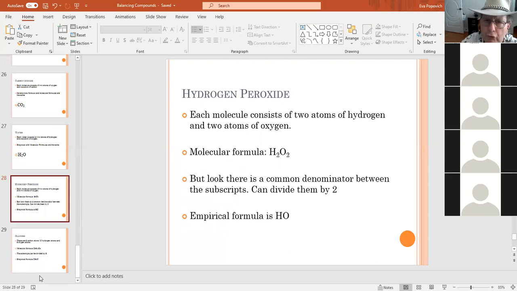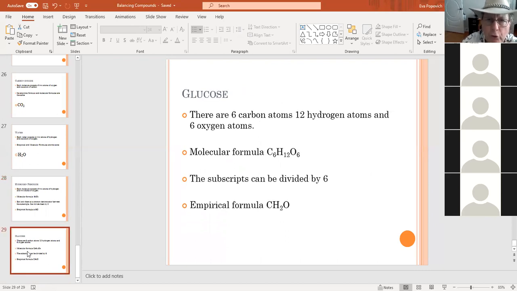But if we go to hydrogen peroxide, this consists of 2 atoms of hydrogen and 2 atoms of oxygen, or H2O2. I can divide both of those subscripts by the same whole number too. And if I do, I get the empirical formula of HO. If I have glucose, the molecular formula is C6H12O6. I can divide all those subscripts by 6 and end up with CH2O. That is the empirical formula. Are we good with that, guys? Yep.